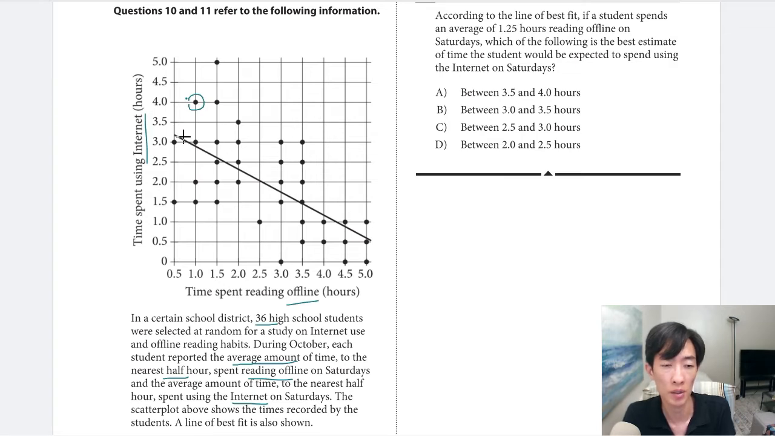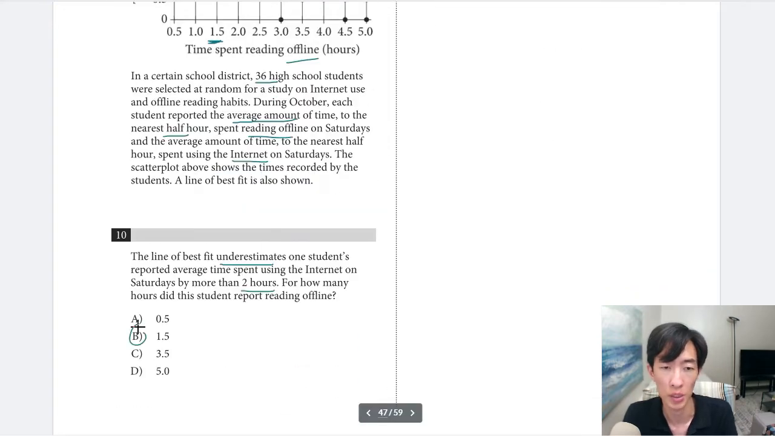So we need to find a dot that's a far greater distance from the line, and obviously that's going to be this one up here, because the actual amount of time this student spent using the internet was 5 hours, and the line estimates it to be somewhere between 2.5 and 3. So that's way more than 2 hours. Now the question is asking how many hours did this person spend reading offline? So we just have to go straight down, and obviously this person spent 1.5 hours reading offline. So the answer is going to be B.